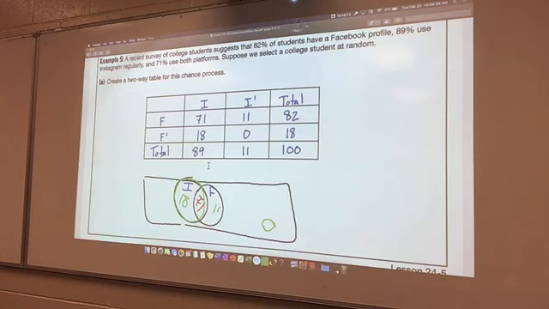Start talking. So you've got the 18, the 71, and the 11. Facebook or Instagram, it's all of them, right? So it's 100%. 100 over 100. One. That seems way too easy.